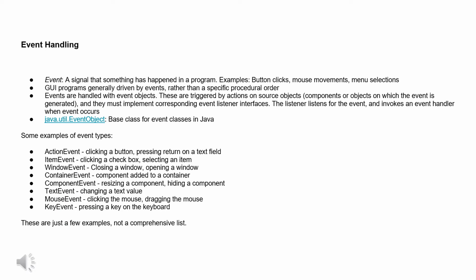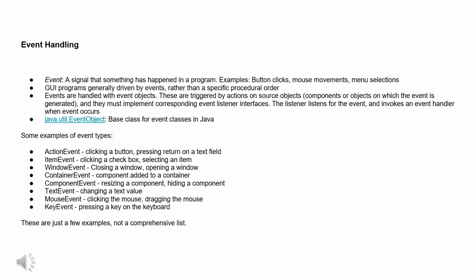Okay, let's see about event handling. First, we have event. An event is actually a signal that something has happened in a program. For example, when a button is clicked, a mouse movement, a menu selection. GUI programs are generally driven by events rather than a specific procedure order, right?